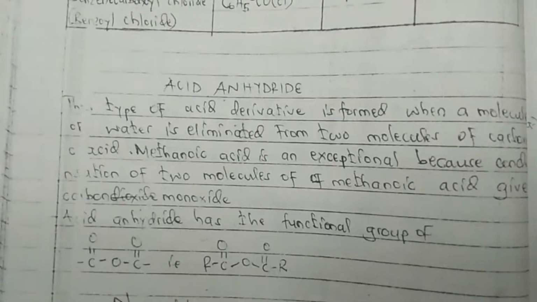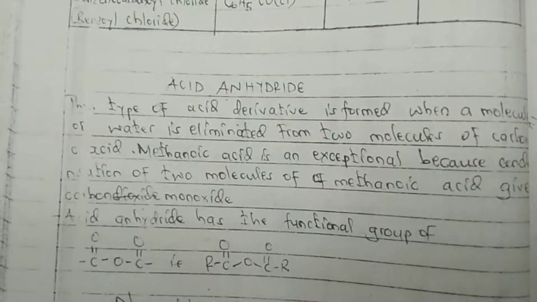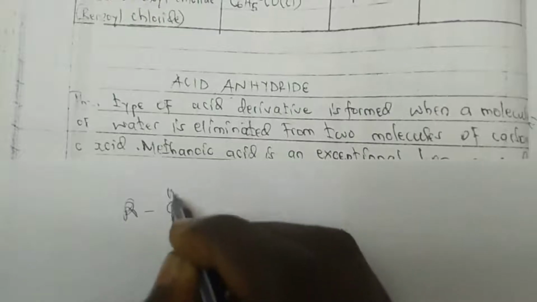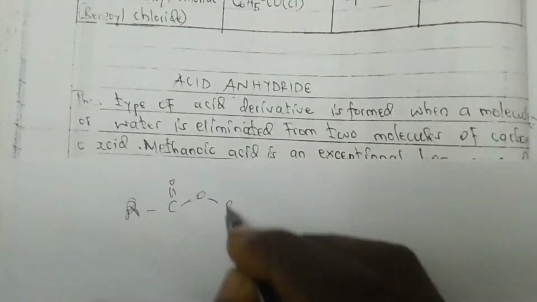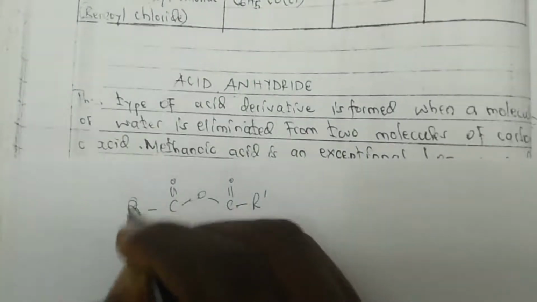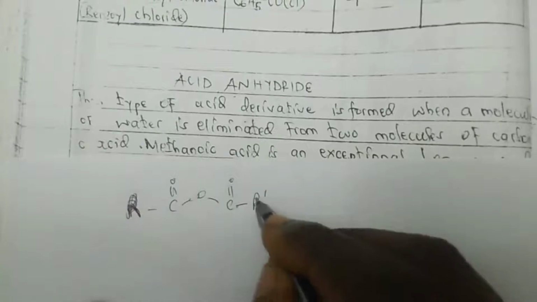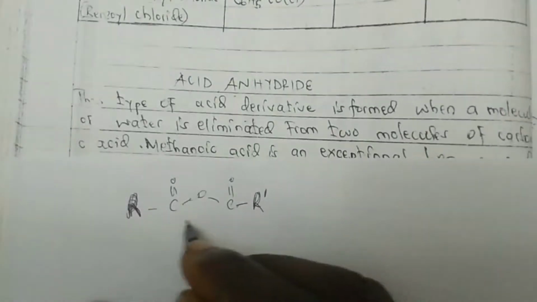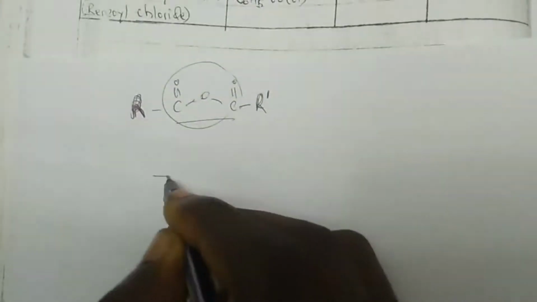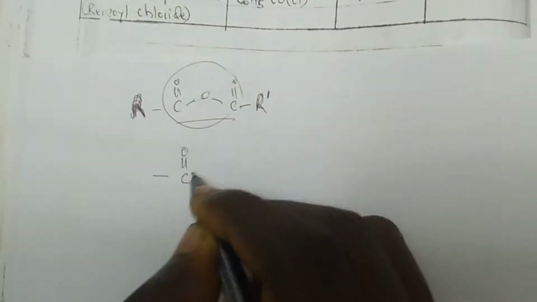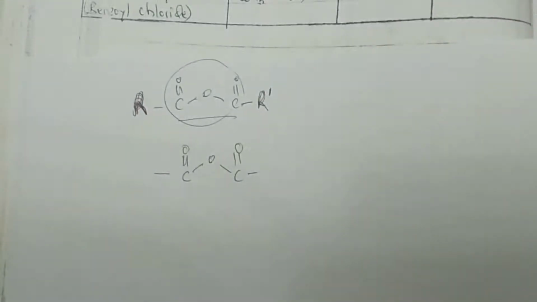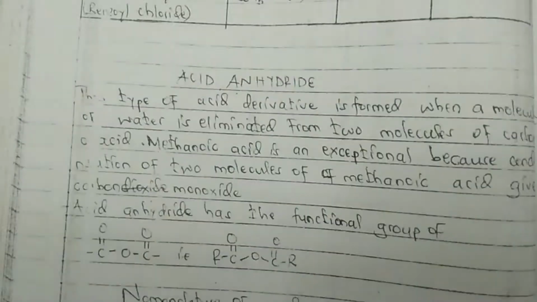Acid anhydride hawa ni derivatives of carboxylic acid ambao wanakuwa na functional group ya R, C double O, then oxygen, C double O, another R inakuwa. So the R, that means the alkyl group in these two sites, they can be different. Lakini hapo katikati kuna functional group kama ile. So ni C double bond oxygen, then oxygen, C double bond oxygen, like this way. They are called the acid anhydride.